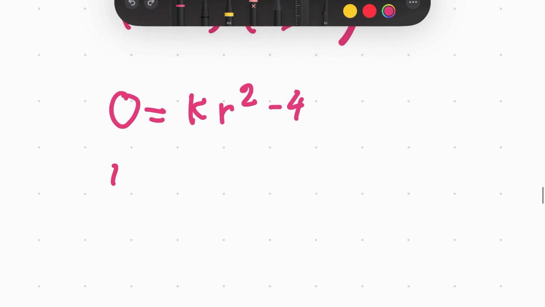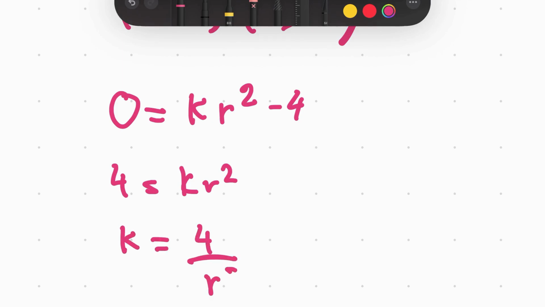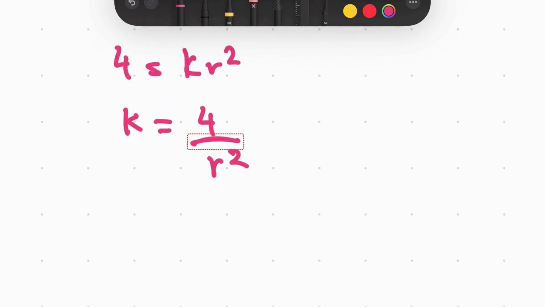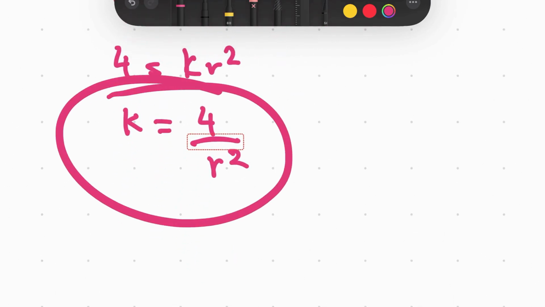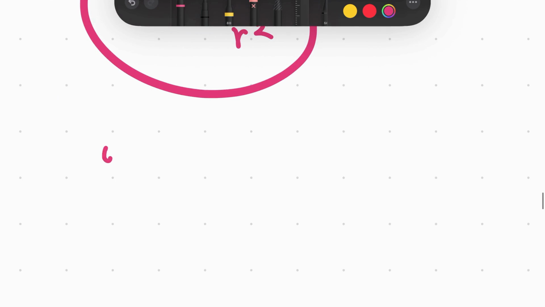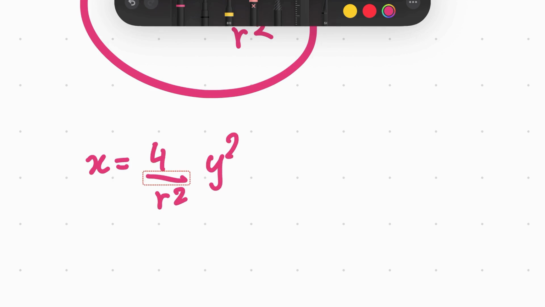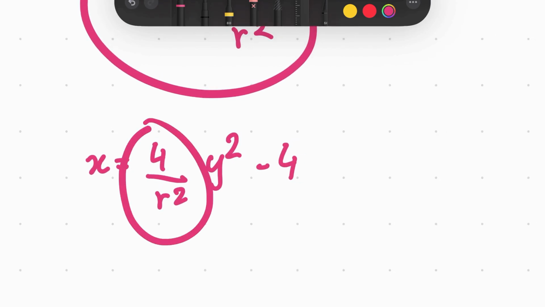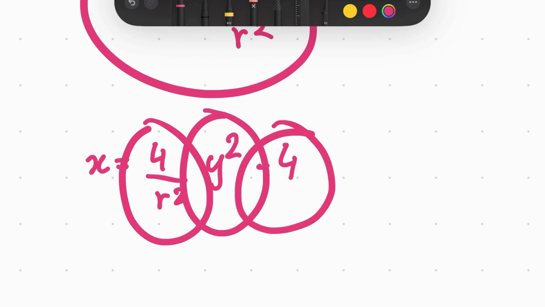Now we are going to solve for k, so we get kr squared, and so k will equal 4 over r squared. And this is how we can generalize it. So our actual formula now becomes x equals 4 over r squared, y squared minus 4. So this is our k, this is our y squared, and this is our -4.